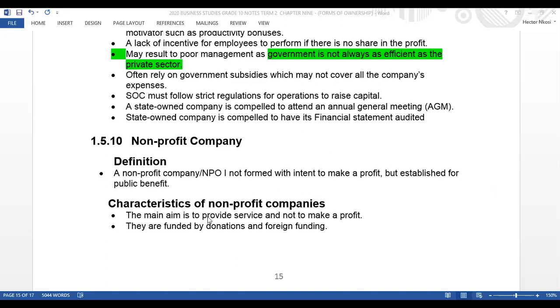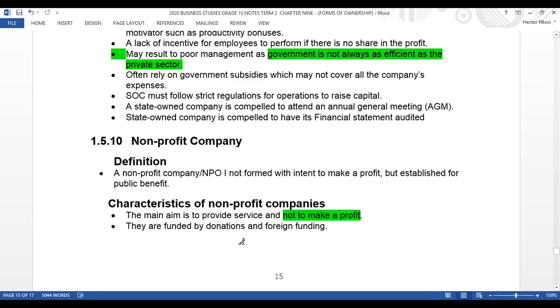And now, the characteristics of a non-profit company is that the aim is to provide service and not to make profit, right? So the aim is to not make a profit. They are funded by donations and foreign funding.